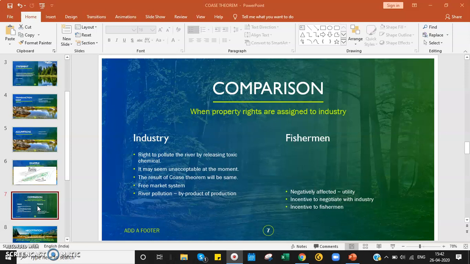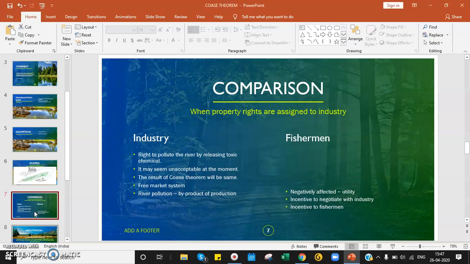The next point to note is that we are in a free market system right now, and any production house, any industrial unit will produce till the point it maximizes its profit. And with the production of goods, it is definitely releasing a byproduct, which is pollution into the river. This pollution is negatively affecting fishermen, in more economic terms, their utility out of the river is falling. When fishermen are negatively impacted, they have an incentive to negotiate with the industry.